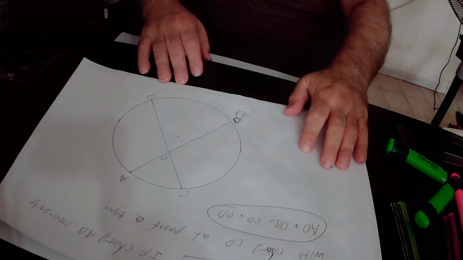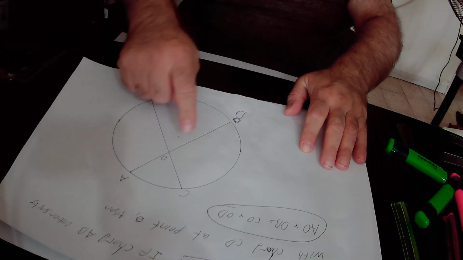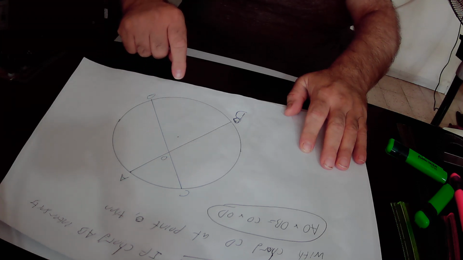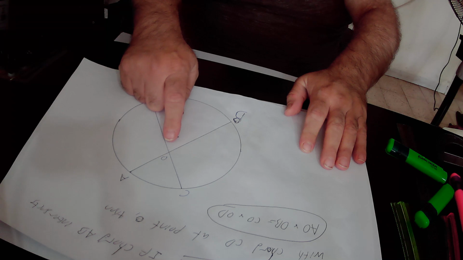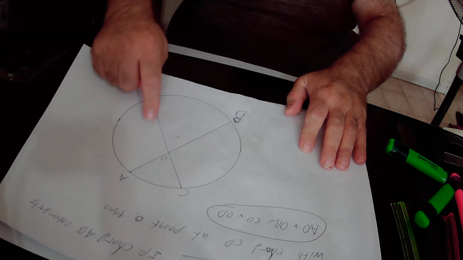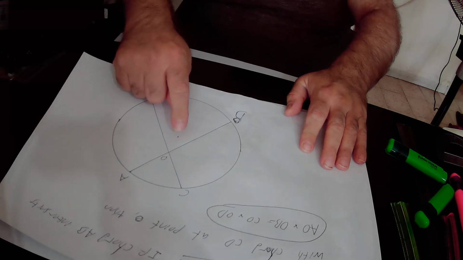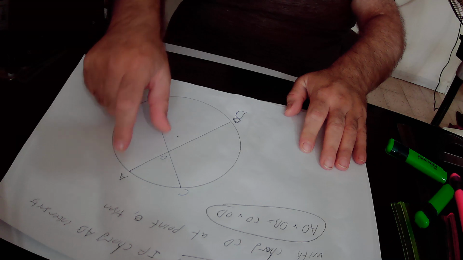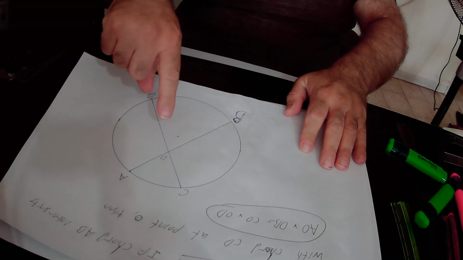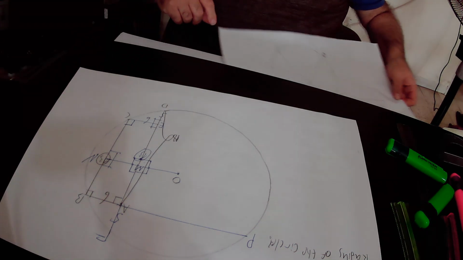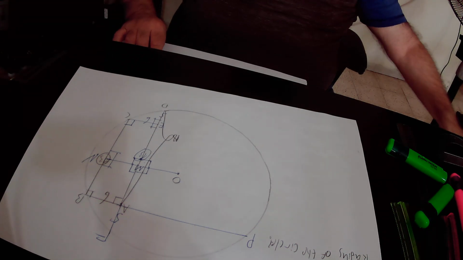In any circle, if you have chord AB that intersects with chord CD, and the intersection point occurs at point O, then AO times OB equals CO times OD. Again, AO times OB equals CO times OD. We can actually implement the old rule, rule number 2 in our drawing.